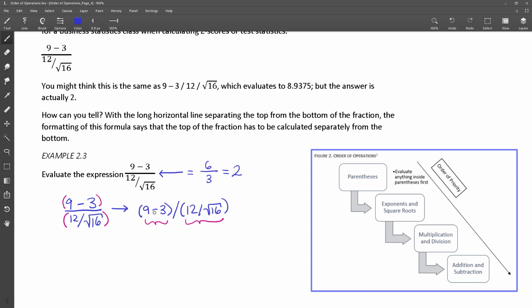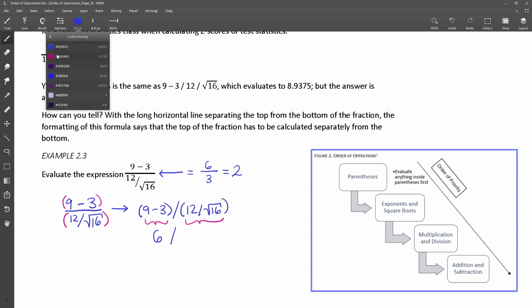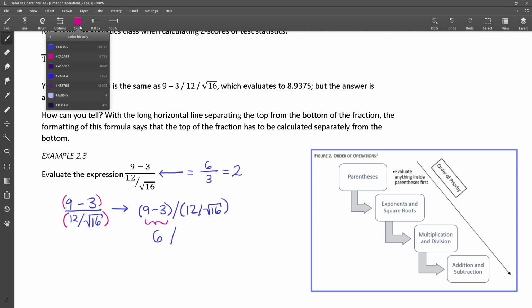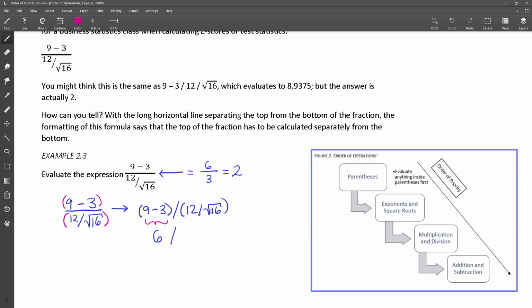Inside the first set of parentheses, we have 9 minus 3, which comes to 6. I'm going to rewrite this division symbol. Now I'm going to deal with what's inside these parentheses. So actually, we have to separate out what's going on in here because we have to follow order of operations within the parentheses. Okay, so I'm going to start with the highest order of operations within the parentheses, which is the square root. Square root of 16 is 4. 4 times 4 is 16, right?